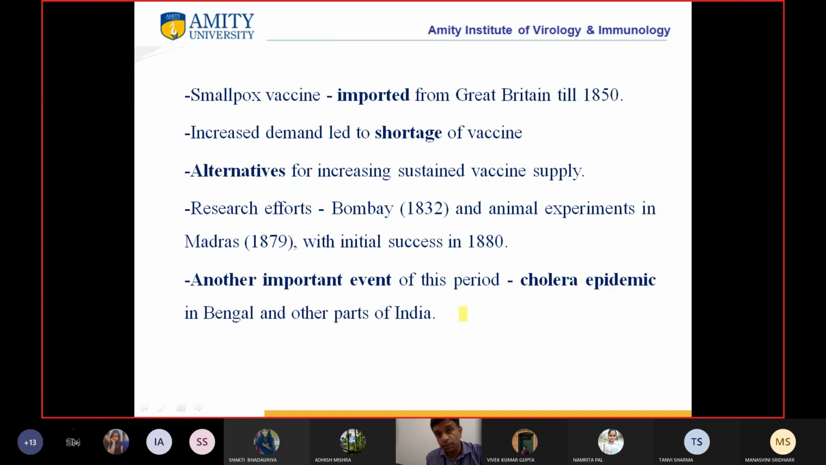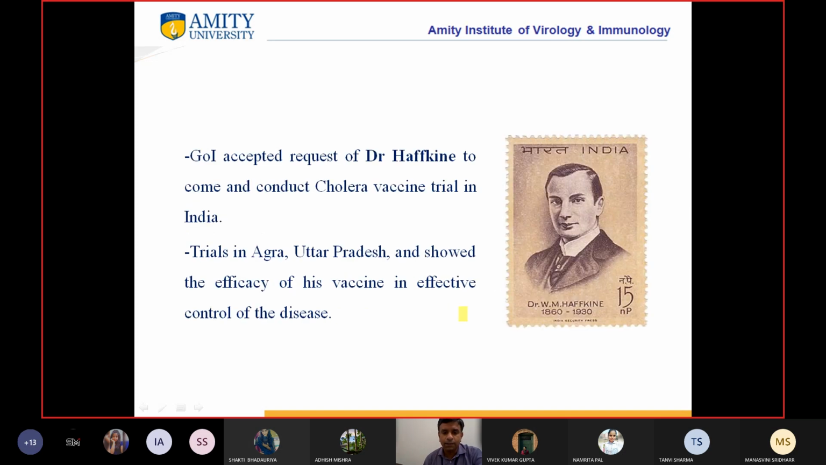Smallpox vaccines were imported from Britain at that time, right? So the government started with the Compulsory Vaccination Act, and more people started getting vaccinated, but the supply which was coming from Britain was limited, right? So over a period of time there was a shortage of vaccines, and the government wanted to develop the vaccine here itself, right? For that, a lot of research efforts were made, and ultimately we achieved success in developing the vaccines here in India itself.